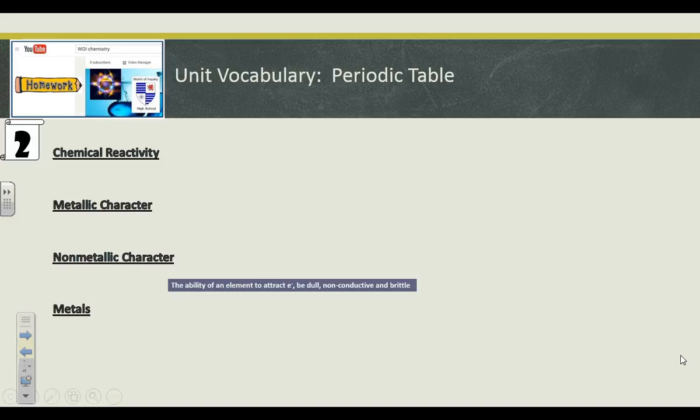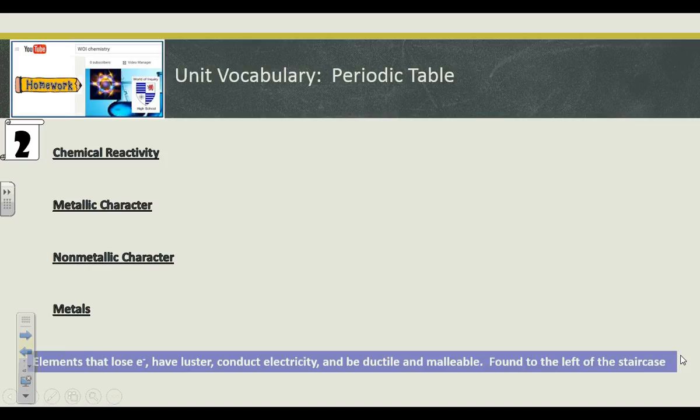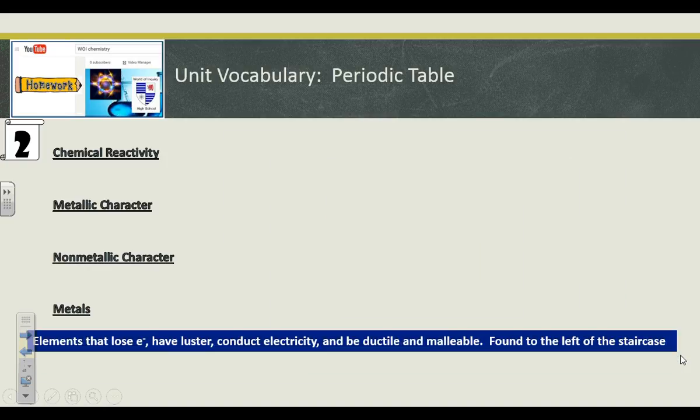Okay, metals. Here's a few of them. We know most of them. We've heard of copper before, and tin, and steel, and nickel. Specifically, metals are elements that lose electrons, have luster, conduct electricity, and are ductile and malleable. And we will find, when we figure out what this staircase is, that they all reside to the left of that staircase. It'll be a way for us to distinguish where on the periodic table the metals are. The left of the staircase is the metals.